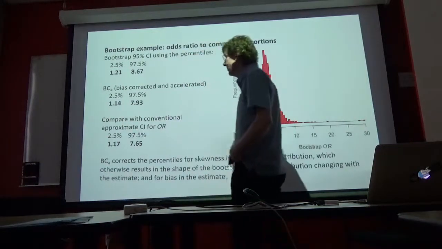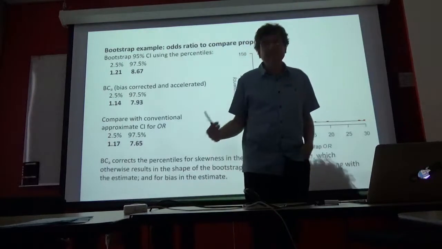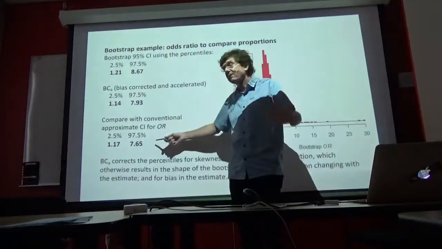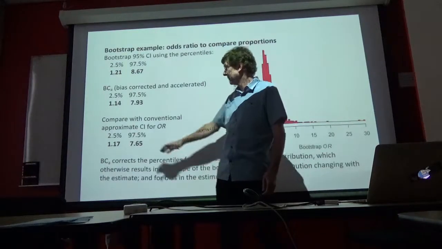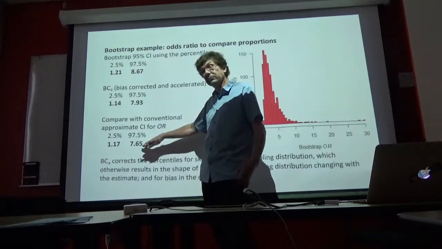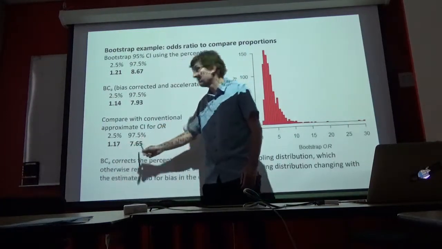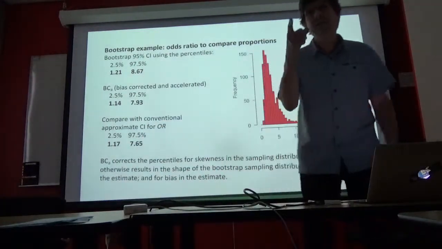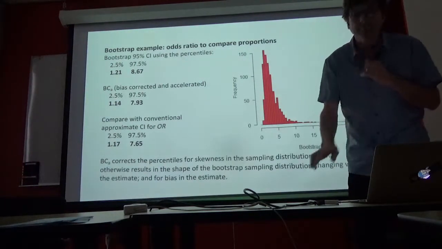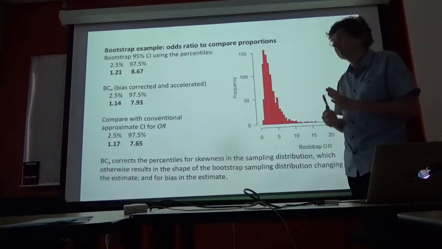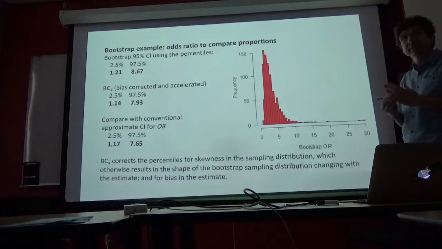1.14 and 7.93. And one of the reasons why I chose this particular example was because there is a theory already for it. If you did a generalized linear model approach and calculated a 95% confidence interval, this is what you'd get. Do we not need the assumption that the sampling distribution is normal? We do not. This sampling distribution is definitely not normal.